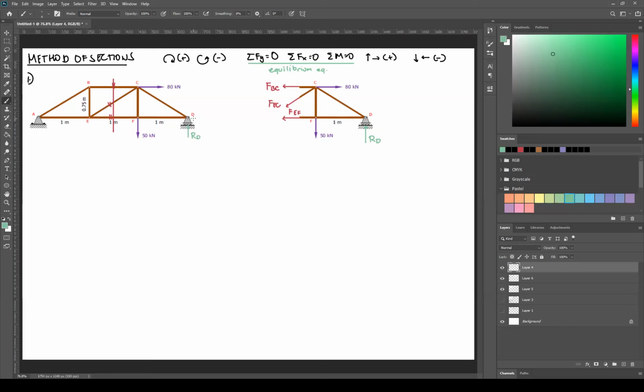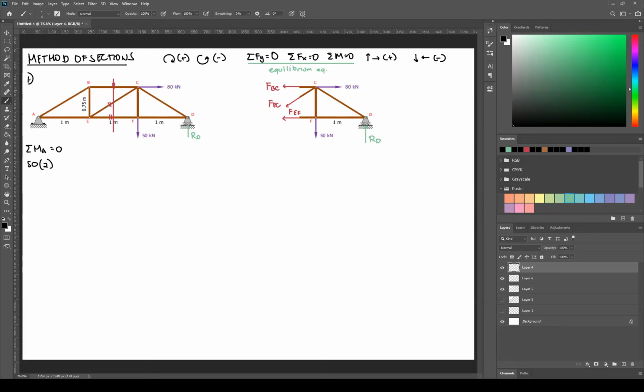Remember, whenever we're getting reactions at a support, just take the moment about the other support. This is the other support, so I'll take moment about that point. So summation of moment at A equals 0. Okay, let's start. We have 50 here, rotate about A clockwise. So positive 50. Perpendicular distance is this, so that's 2.